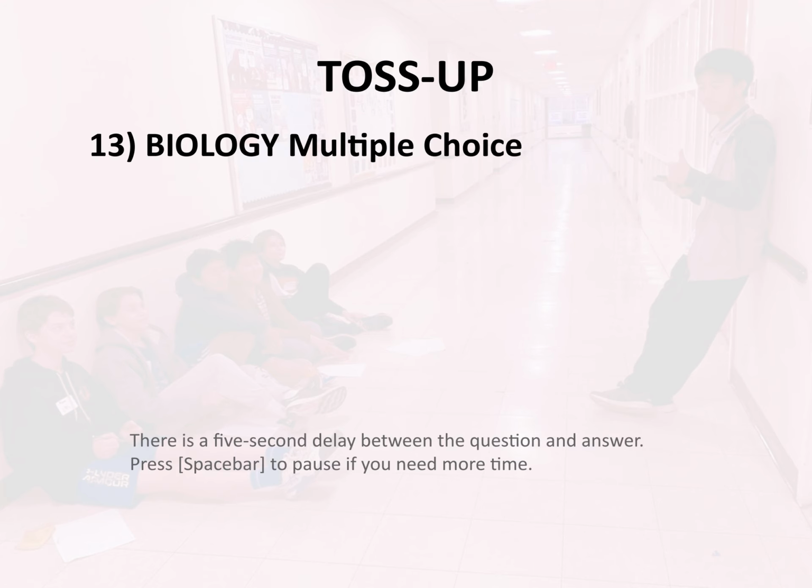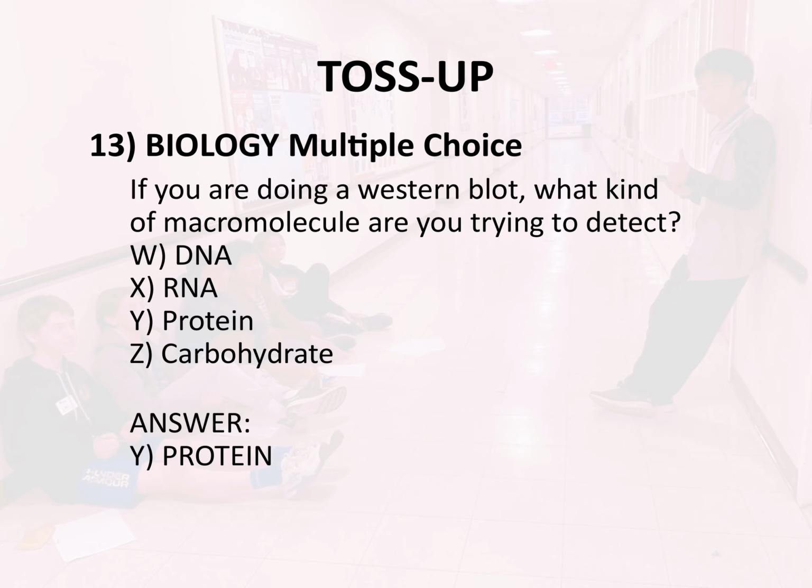Toss-up 13. Biology. Multiple choice. If you are doing a Western blot, what kind of macromolecule are you trying to detect? W. DNA. X. RNA. Y. Protein. Z. Carbohydrate. Answer. Y. Protein.